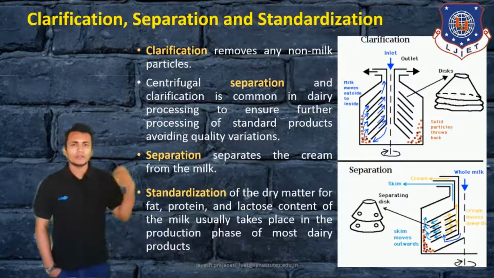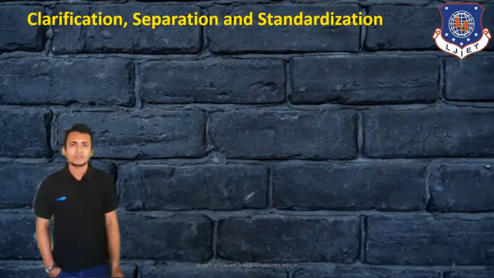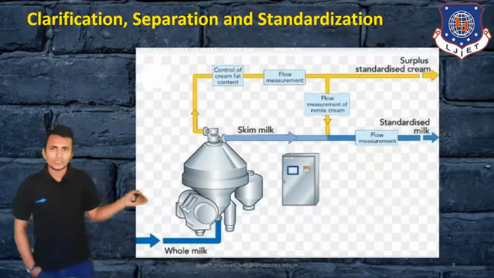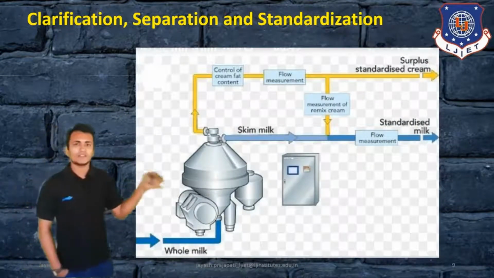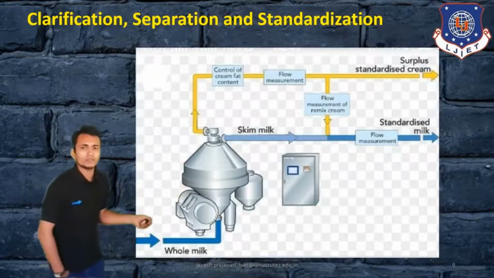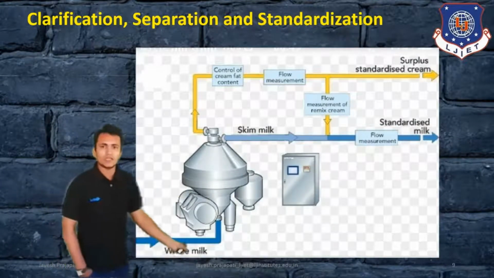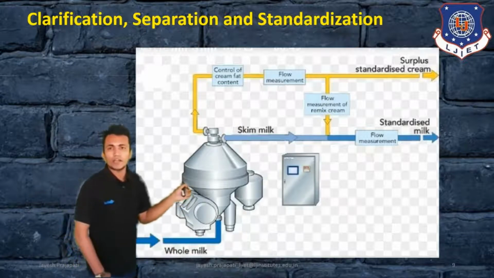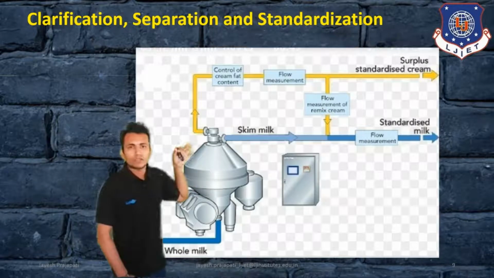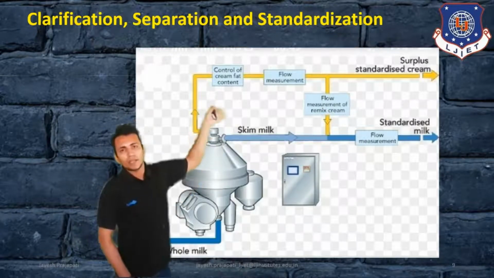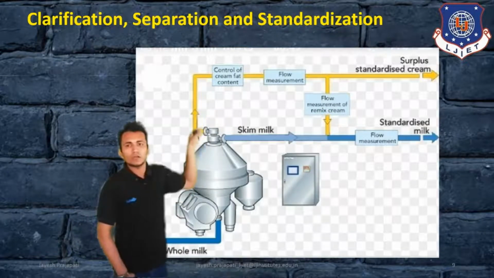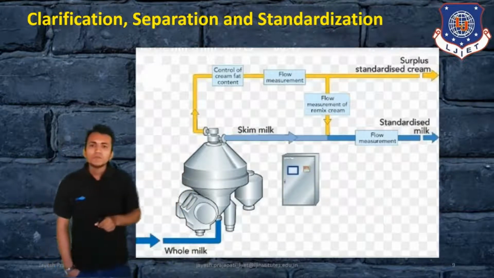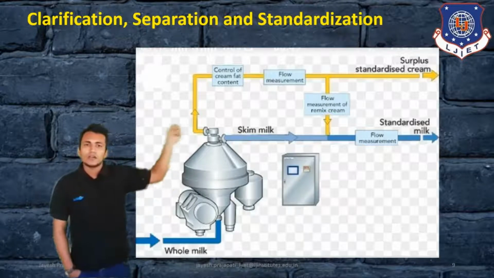Then we have to enter the third step. So if you want to see the figure for clarification, separation and standardization, that figure is here. The raw milk enters the stainless steel. Then here we have to separate it into standard milk and the cream. So there are two paths here. You can see this can separate the milk into the cream also.